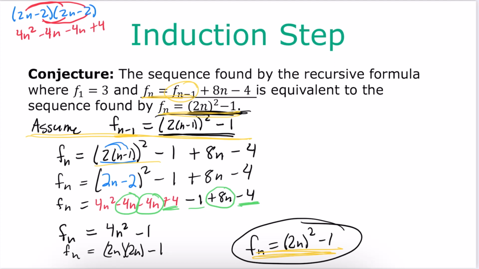induction. And the two steps that you need to do a proof by induction are to prove that the first term of both formulas are equal to each other, and then prove that if you take the assumption that the n minus 1th term follows the explicit formula rule, then the recursive formula will create the same expression for the nth term.